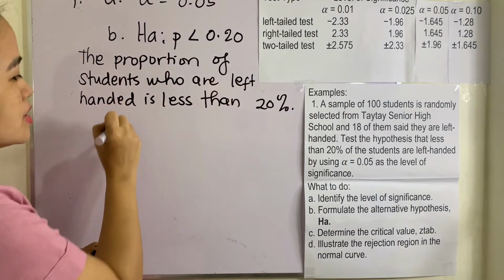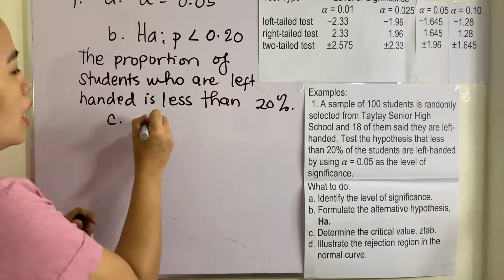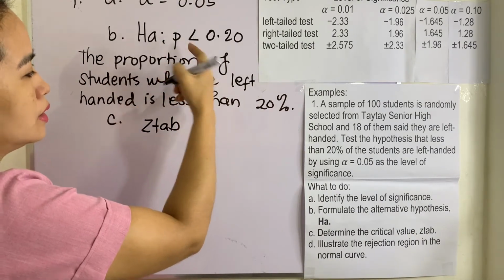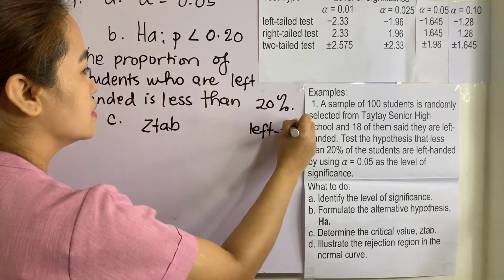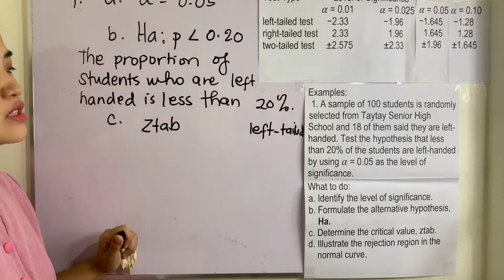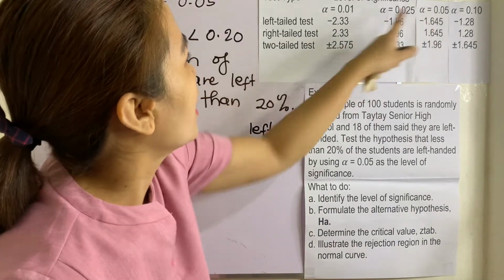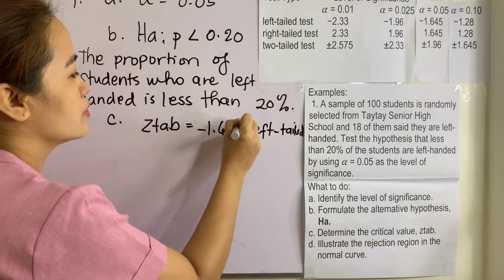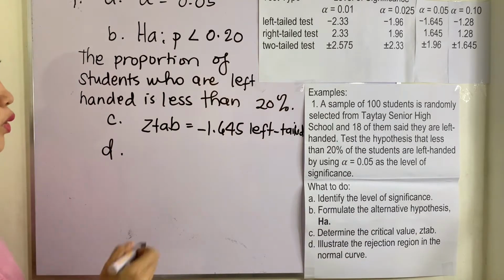Now, let us go to letter C. Determine the critical value or Z tab. Our Z tab will depend on this one. This one is left-tailed. And our level of significance is 0.05. So our Z tab, therefore, is 0.05, left-tailed, that is negative 1.645.